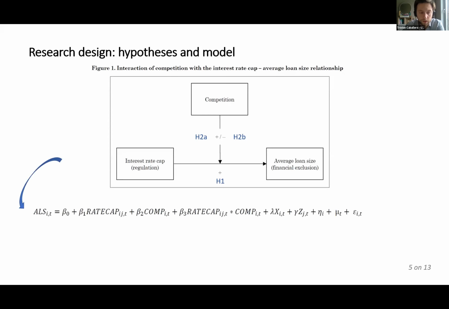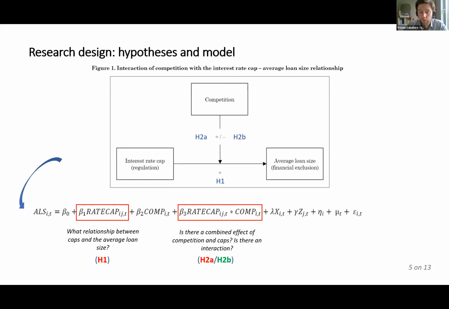I use this model with, as a dependent variable, the average loan size of microfinance institutions, which I divide by the GDP per capita in order to have comparable data across countries. I then use a first variable of interest, which is a binary indicating whether an organization is facing an interest rate restriction or not, and also an interaction variable combining this rate cap variable with a variable measuring competition. I will come to this in a second. I also use very common firm level and country level controls that I won't detail today, but I can come back to this in the discussion. And finally, I use fixed effect regressions after doing a Hausman test.